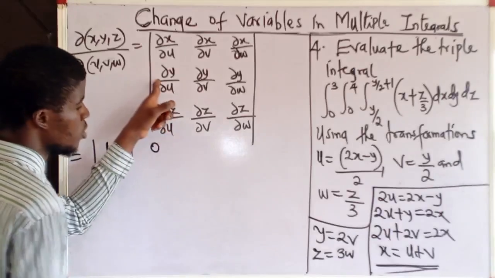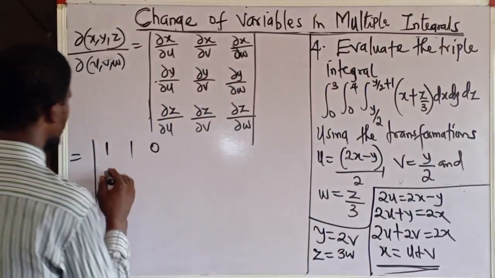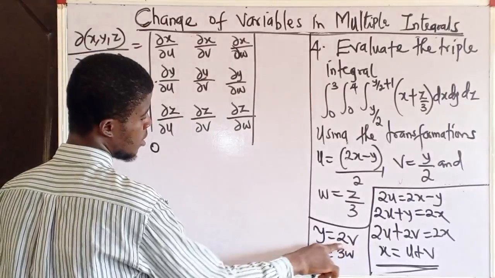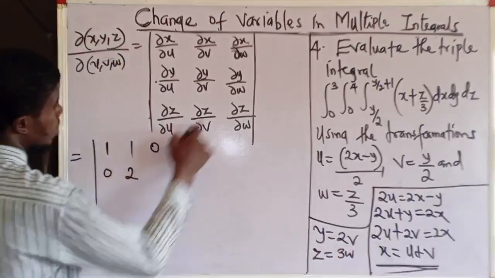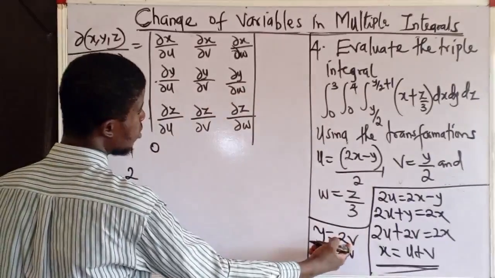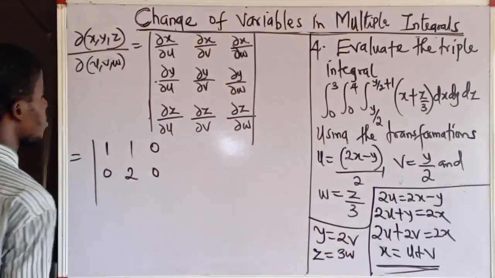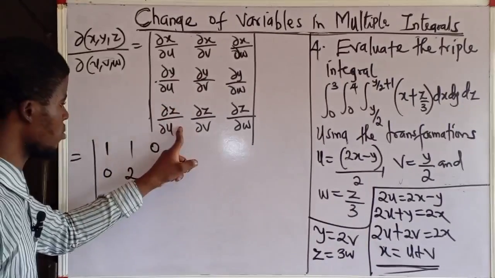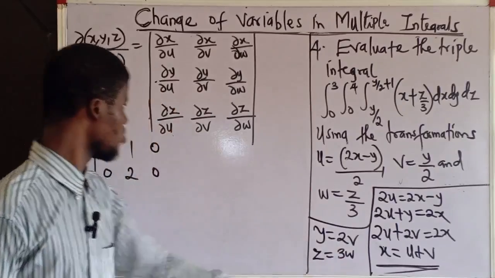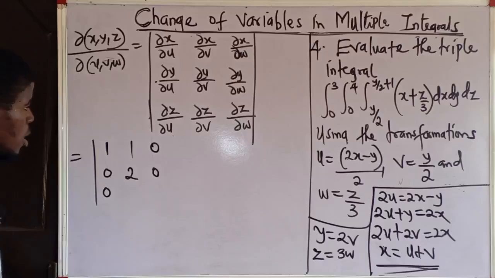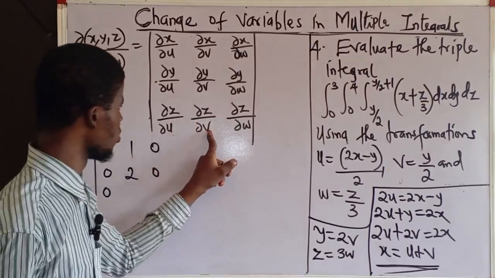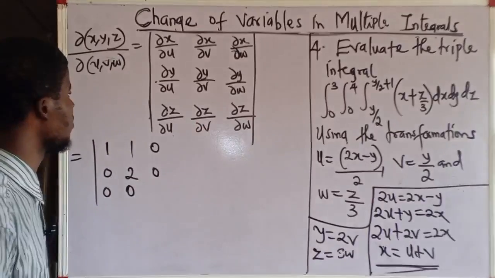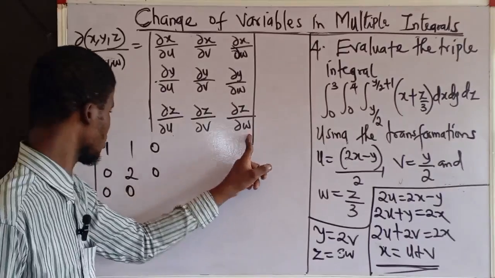Differentiate y with respect to u, there is no u, so we are writing 0. With respect to v, that's going to be 2. And with respect to w, there is no w here, so we should write 0. Okay, this will be with respect to u now, that will be 0 also. I hope you are following me. But with this one, there is no v, so it's still 0. And the partial derivative of z with respect to w, that's 3.